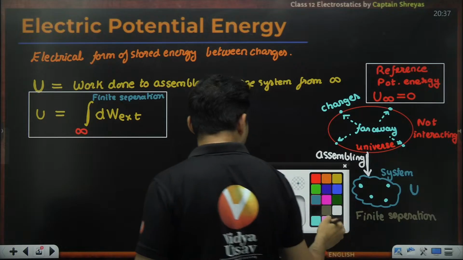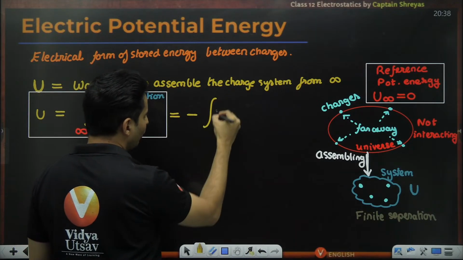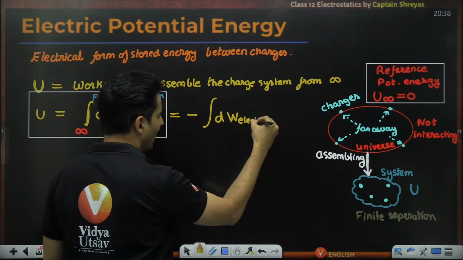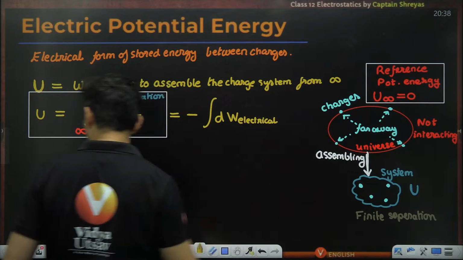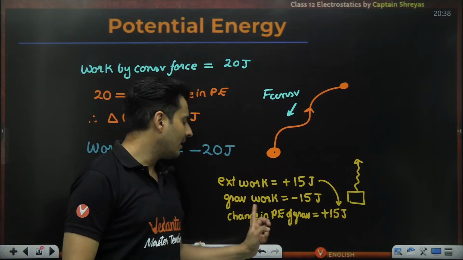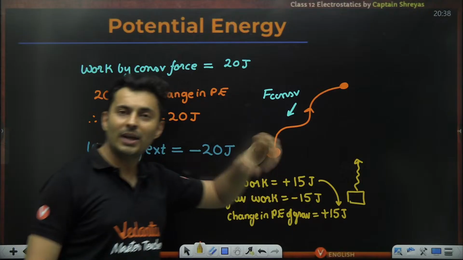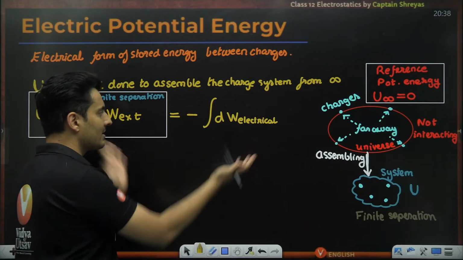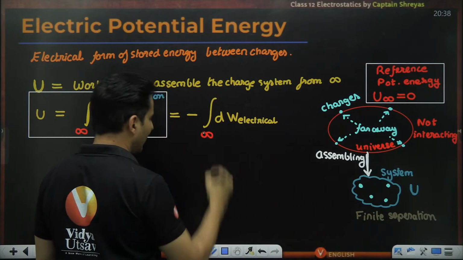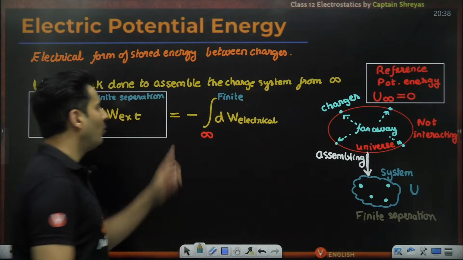By the way, you can always write this as the negative of the work done by whom? Electrical forces, because electrical force will do exactly opposite work, just like explained before. If external force does 15 joules, gravitational was doing negative 15. Gravity was a conservative force. So electric force will do exact opposite. So to keep the balance of equality, it is exactly the work done by the electric force from infinite separation to that finite separation. This is very important, why that minus sign came.